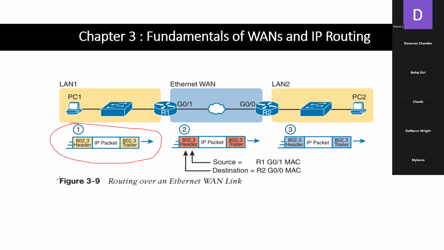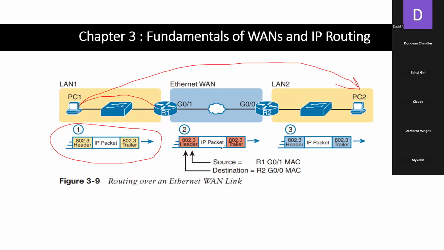PC1 is going to go ahead and encapsulate this packet. Leaving its PC, it inserts the IP packet inside an Ethernet frame that has a destination MAC address of R1. So I'm going to say, hey, I have to send this to you, but I ultimately want to get over here, but I know I have to go through you.